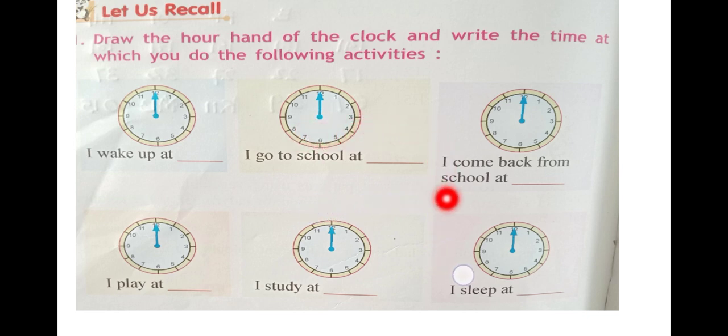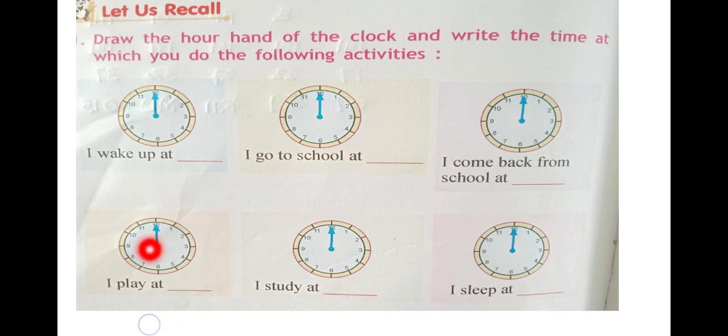All right, now I come back from school at, so what time do you reach home? What time do you come back from school? You come back from the school at maybe 2 o'clock or 3 o'clock. You have to write that time. You will draw the short hand. Our school usually gets over at 2 o'clock, so you may be reaching home by 3 o'clock. Some of you may be reaching home by 3 o'clock, some may be reaching home by 2:30. You write according to your own time.